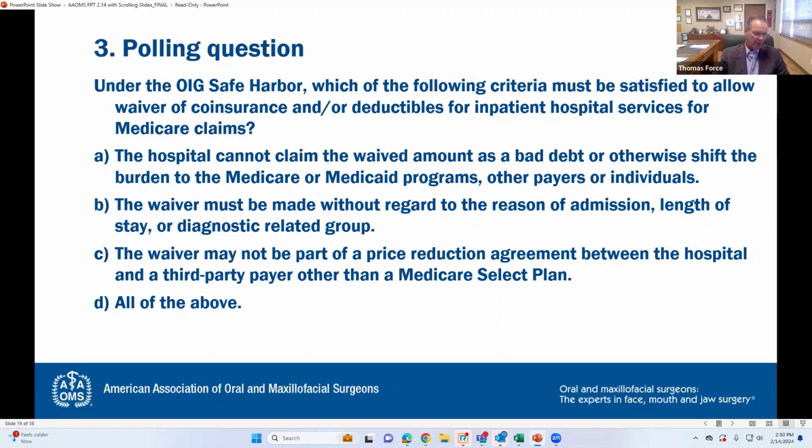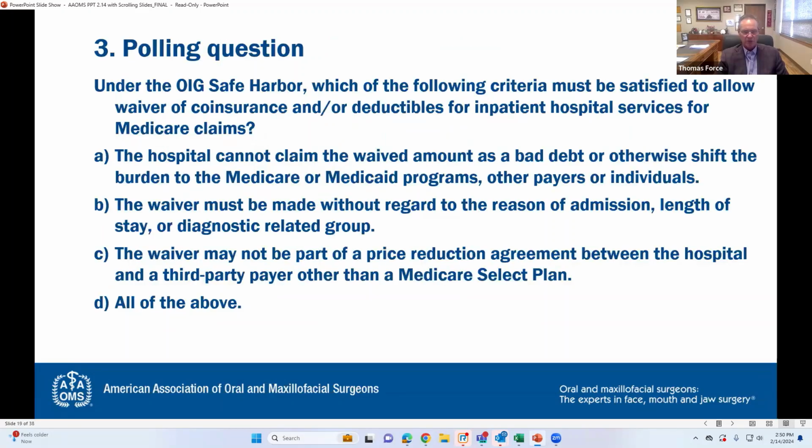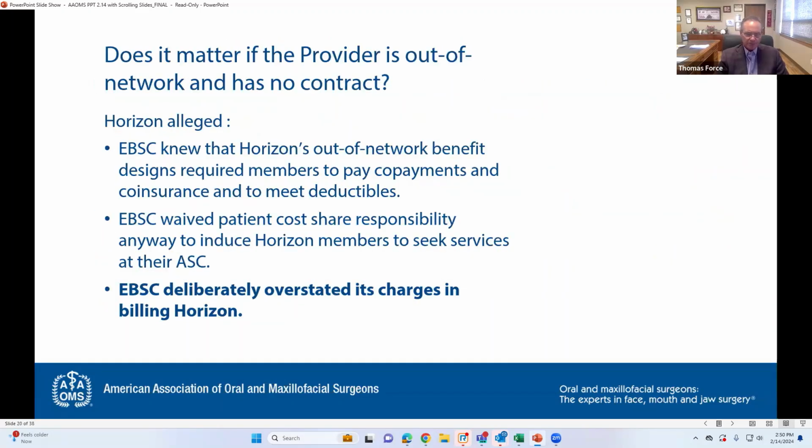Dealing with exceptions, by the way, one of the exceptions is the OIG safe harbor exception. I'd like to get back to that after I cover it, if it's okay. So let's skip that and stay on Horizon Blue Cross, and I'll go back to that, I promise.